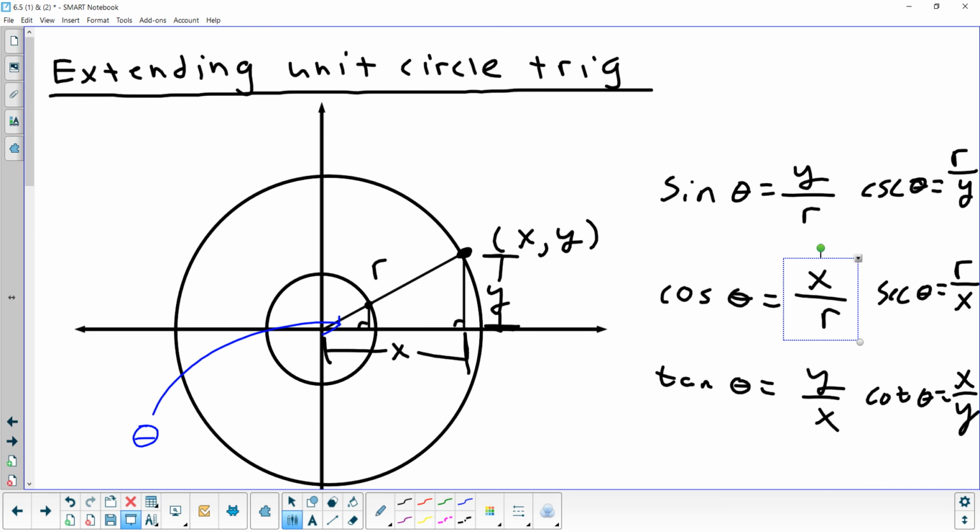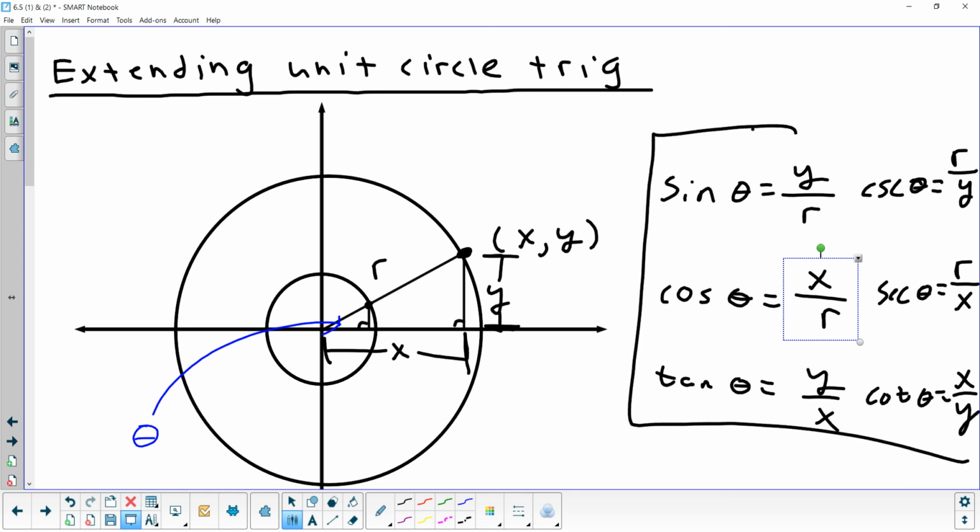So if you have a random coordinate that's not on the unit circle, these are the 6 formulas that you use. If you change all the r's to 1s, you'll get all the original formulas I gave you: 1 over y, 1 over x. And that's what I taught you originally when we did unit circle.